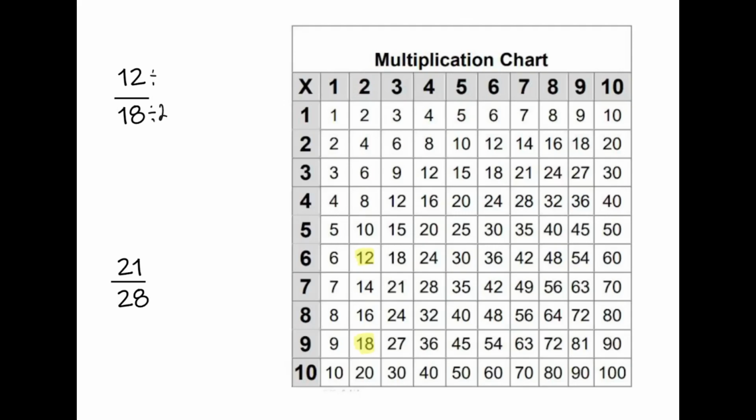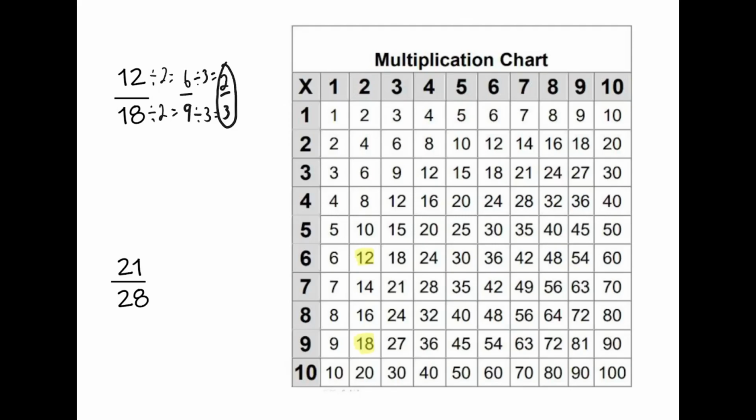We're going to divide both 18 and 12 by 2. So 18 divided by 2 gives us 9, and 12 divided by 2 gives us 6. But we're not quite done here because we can simplify 6 over 9 a bit further, because both 6 and 9 are multiples of 3. So we can divide both of these numbers by 3 to simplify the fraction even further. We know that 9 divided by 3 gives us 3, and 6 divided by 3 gives us 2. So 12 over 18 is equivalent to 2/3.